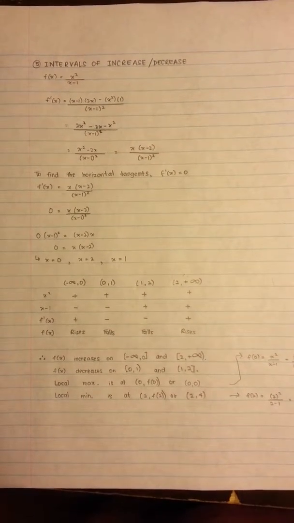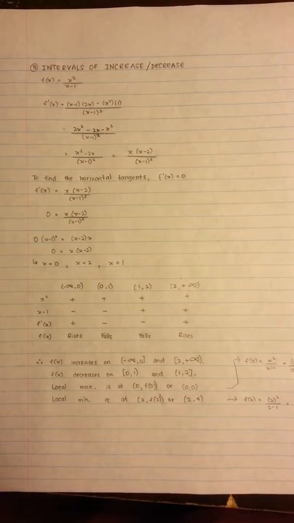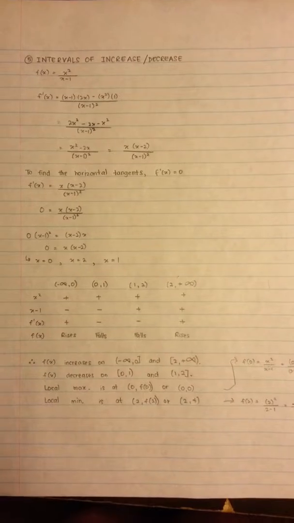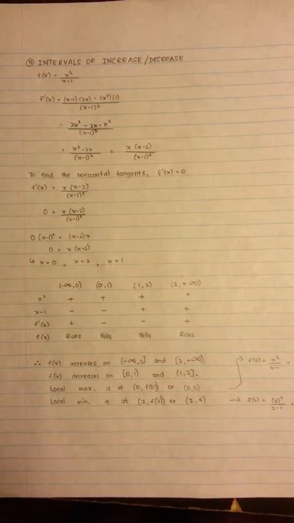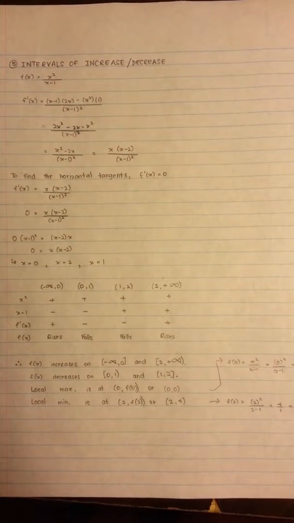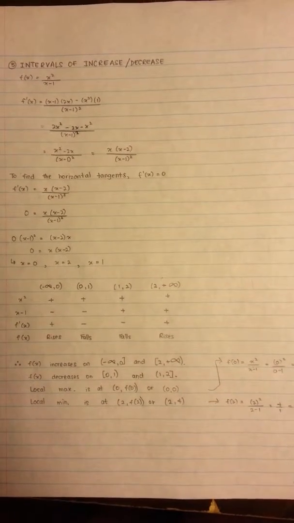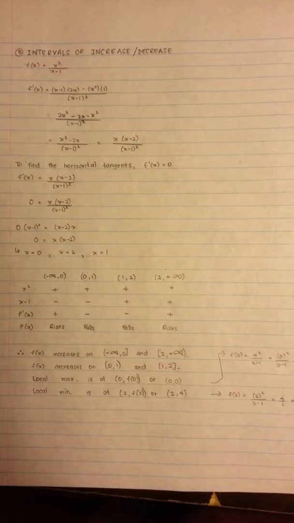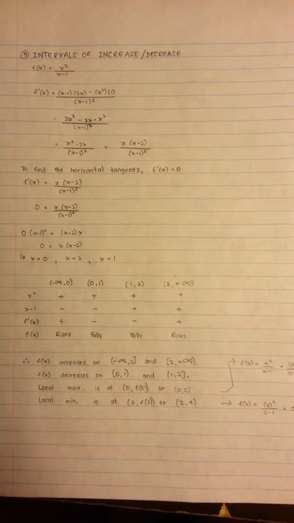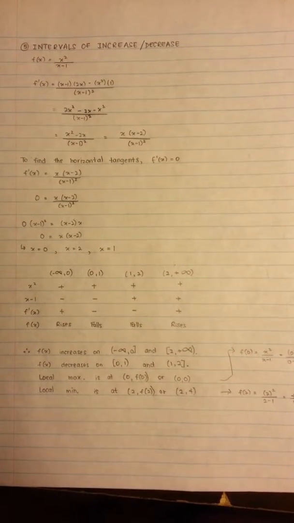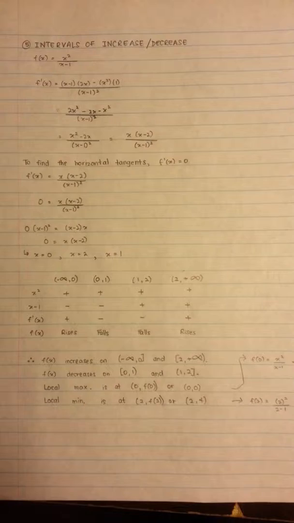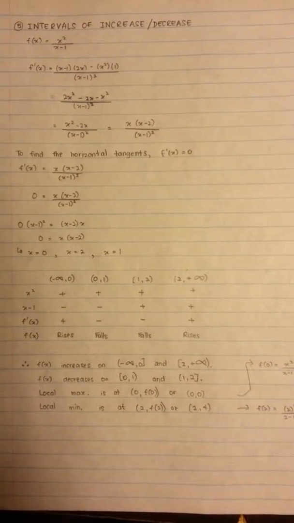Now to find the horizontal tangent, or the maximum and minimum values of x, I need to set f'(x) equal to 0. And when I do this, I found that x equals 0 and x equals 2. But I also know that we found in the vertical asymptote that x equals 1. So I put the values x equals 0, x equals 1, and x equals 2 into the table that gives me the intervals.